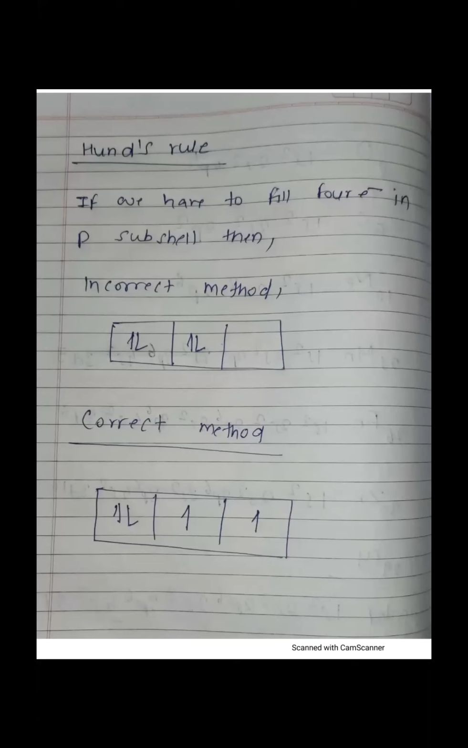Okay. So today's topic is Hund's rule. In Hund's rule, the rule is very simple. Let me tell you with one example. If I want to fill 4 electrons in a p subshell, then the incorrect method would be the above diagram. If I have filled 4 electrons in 2 orbitals only, 1, 2, 3, 4, then that is the wrong method.